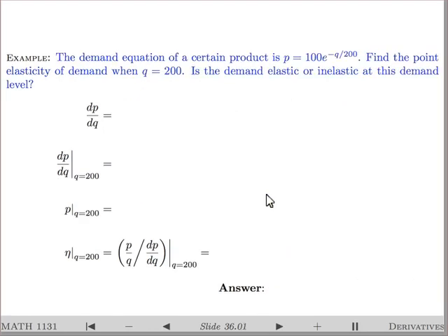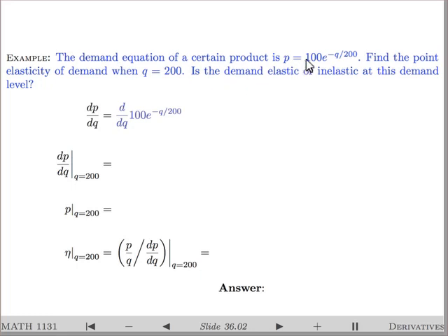The other way in which the demand equation can be given is in the form P equals a function of Q. In this case, we'll use the alternate version of the formula to find the point elasticity of demand. The alternate version of the formula is P over Q divided by dP over dQ. So I'm going to start by calculating dP over dQ.